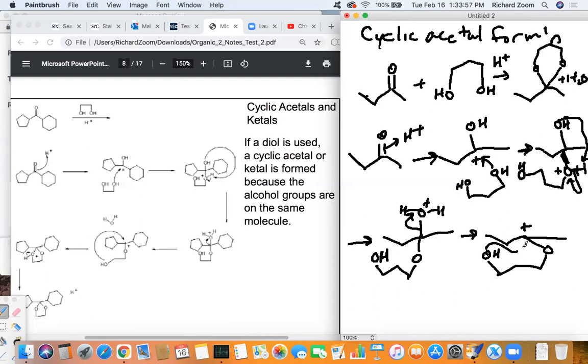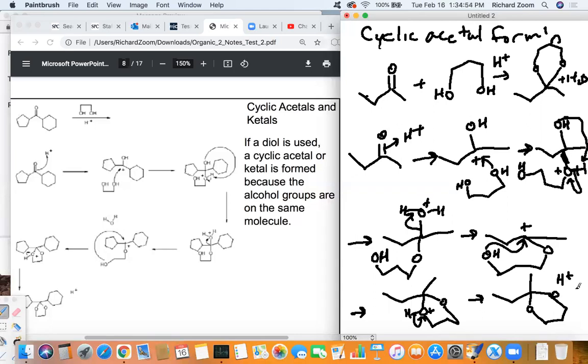And then the O from the other alcohol portion will add to the other end there, and then we can lose the H plus, and that forms our product. All right. Does anybody have any questions?